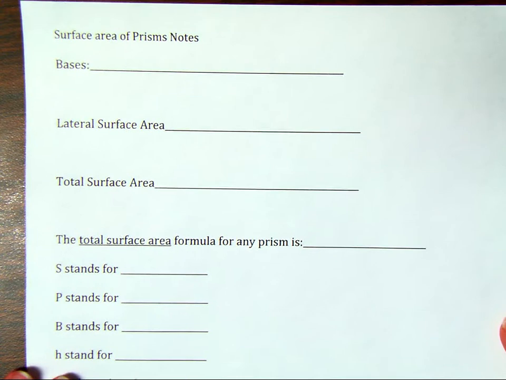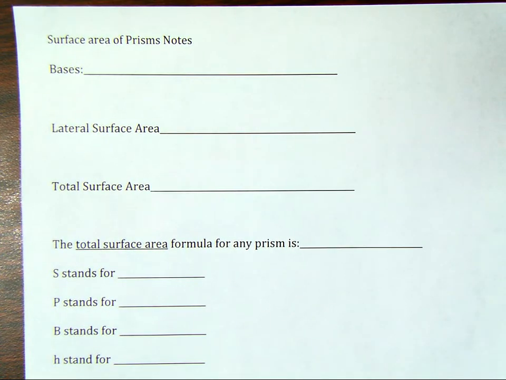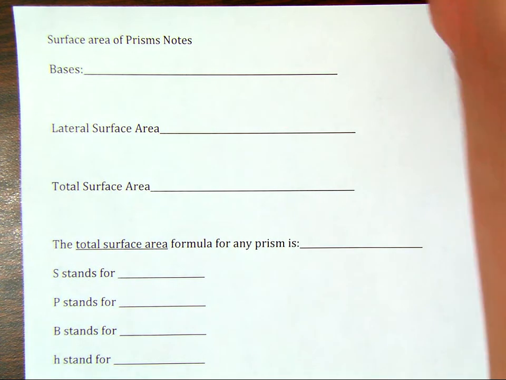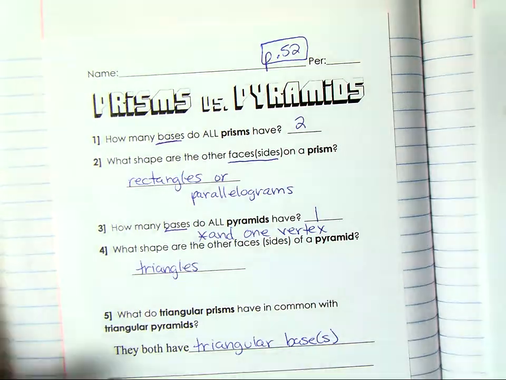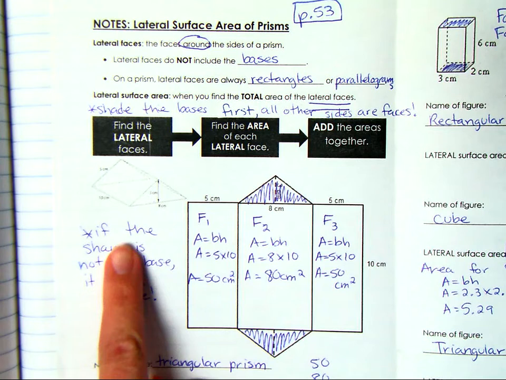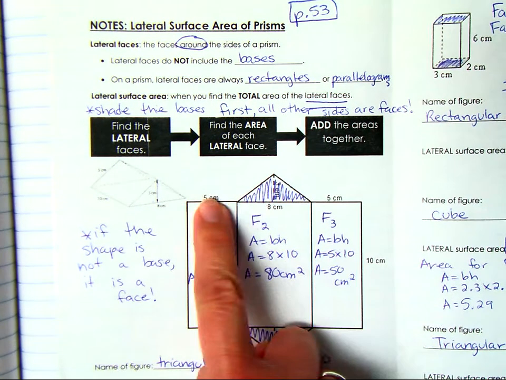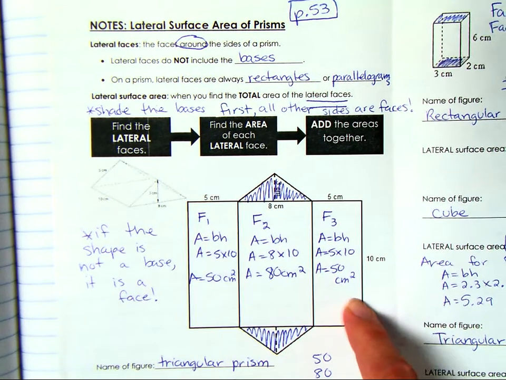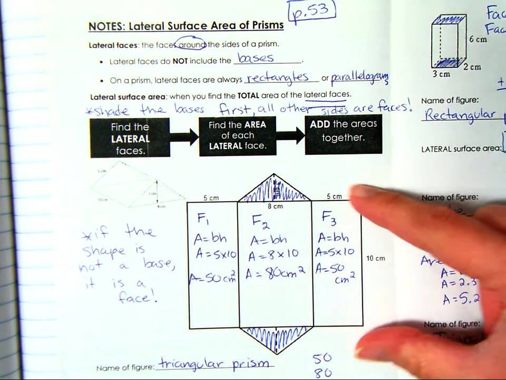Alright, today I'm going to show you how we can find the surface area of prisms using an actual formula. We have been looking at prism nets, and here are pyramid nets that we've talked about. When we talk about prism nets, we could take this triangular prism and unfold it, and we could find the lateral surface area, or just the faces, and then we could also find the total surface area, which means the lateral surface area and the bases.